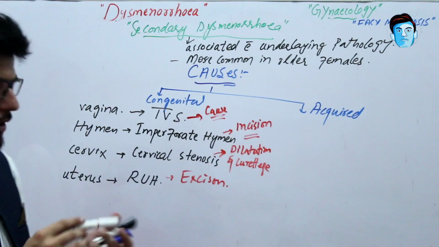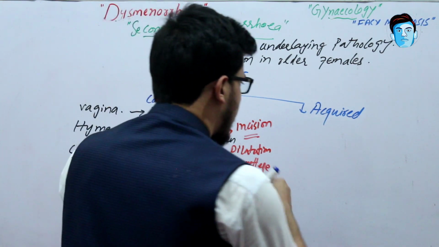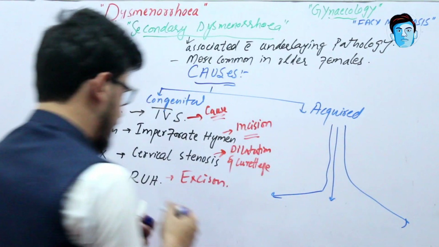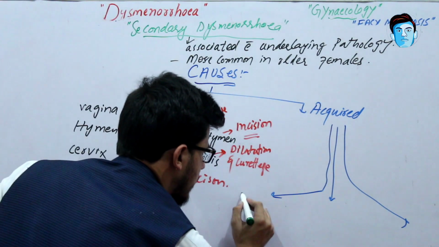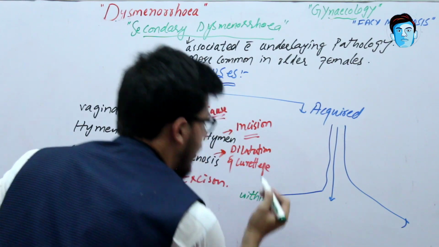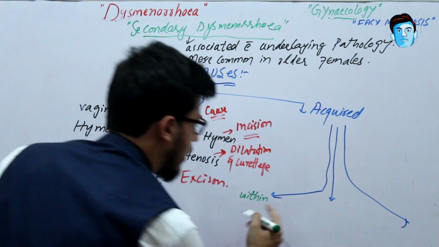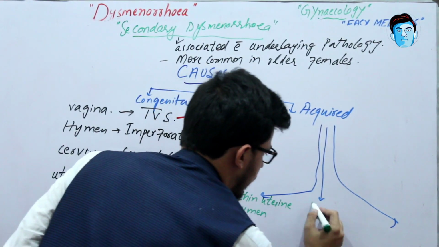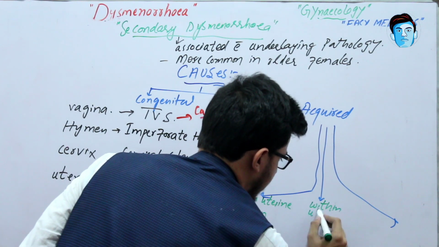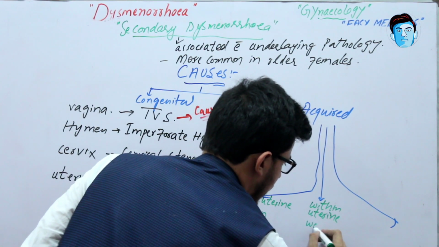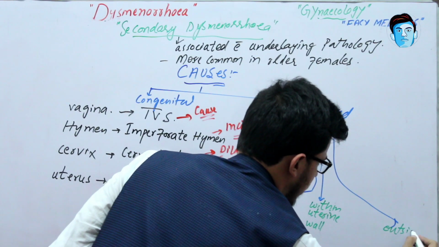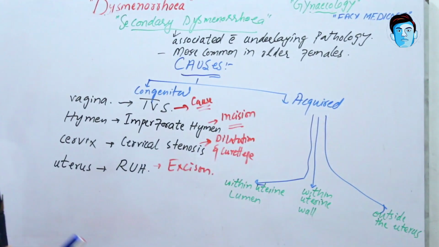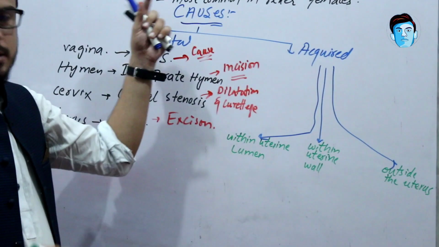What are the acquired causes for the secondary dysmenorrhea? The acquired causes are further classified into 3 groups. That is, within the uterine lumen, within the uterine wall, and outside the uterus: the certain conditions which are associated outside the uterus, which are concerned with the secondary dysmenorrhea.